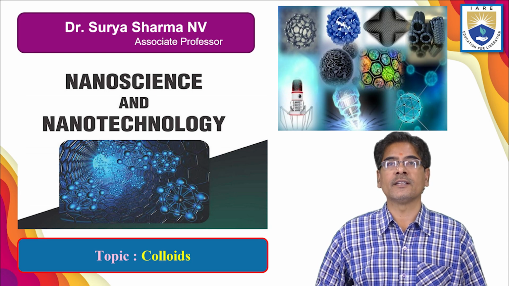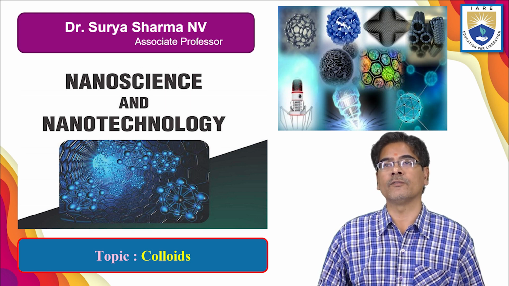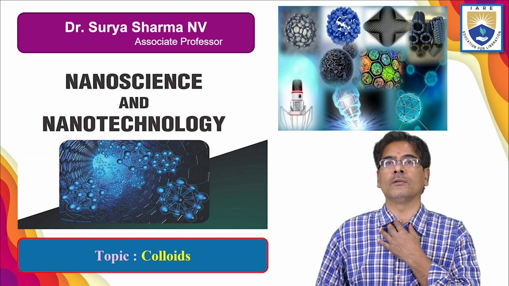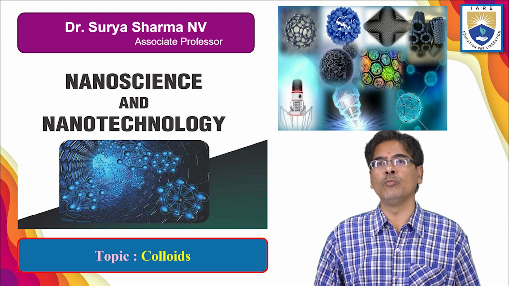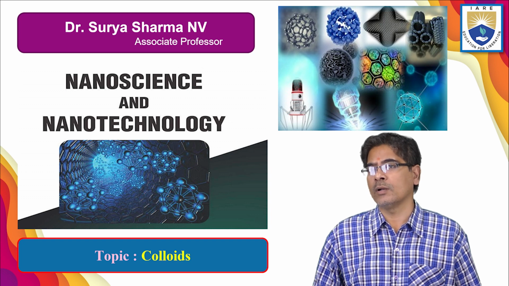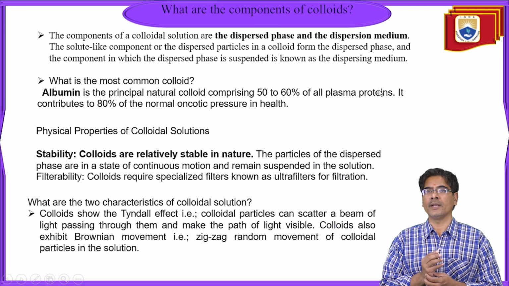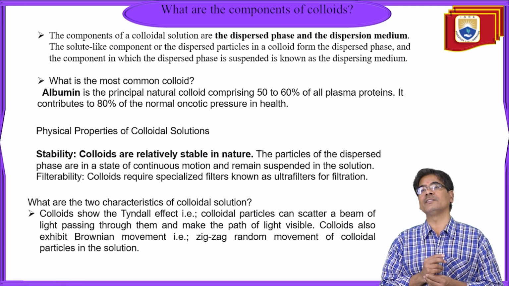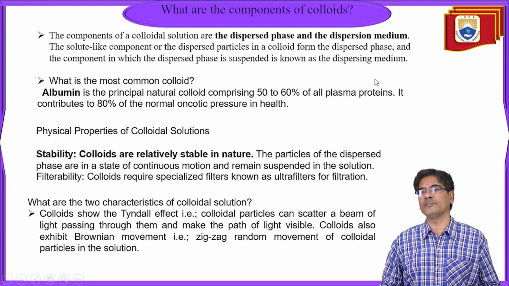In the previous lecture, we started with the components of colloids. The most common colloid we have studied is albumin. It is a principal natural colloid comprising 50 to 60% of all plasma proteins, and it contributes to 80% of the normal oncotic pressure in health. So what are the physical properties of colloidal solutions?